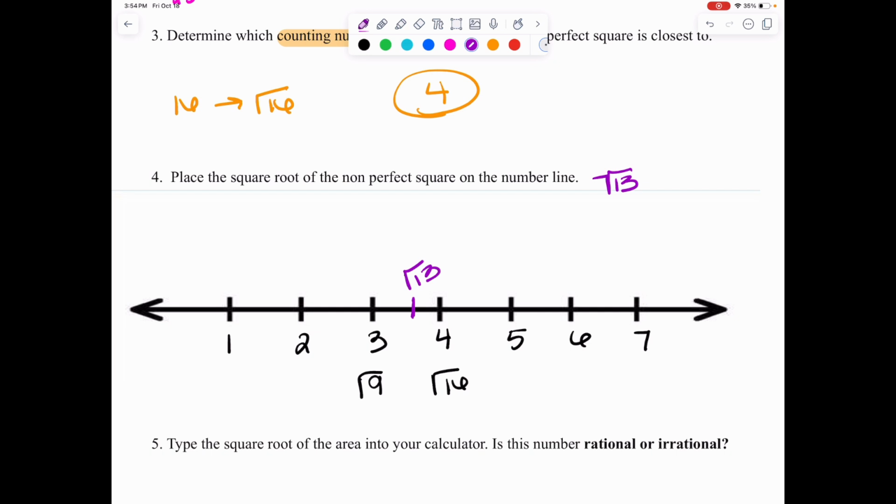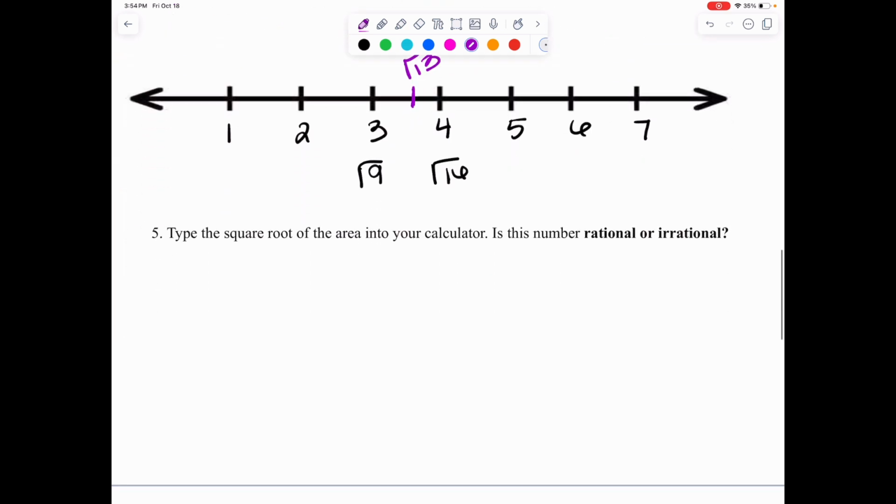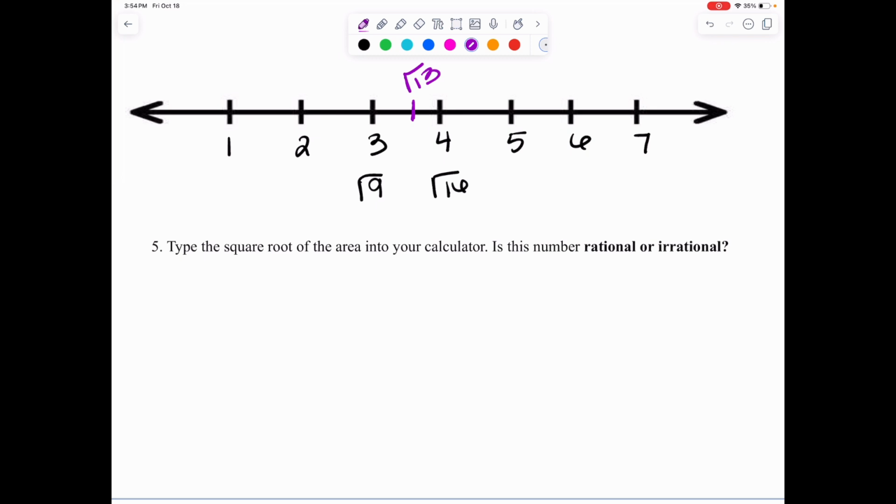Now, thinking back to what we talked about when we talked about the real number system, what happens when you take the square root of this area on your calculator? So on your calculator, you're going to type in square root of 13. And when that happens, you're going to get approximately 3.605551275. And your calculator's only so big, so you don't see, but you can tell from what you're seeing, there's no repeating pattern, and this number is going to keep going on forever.